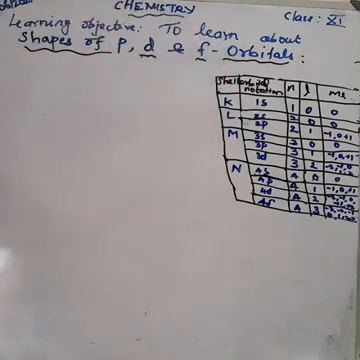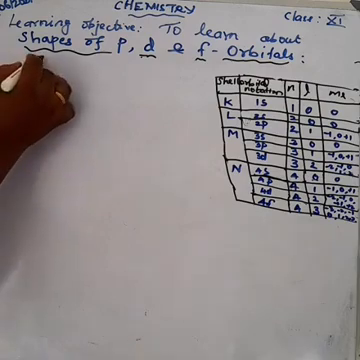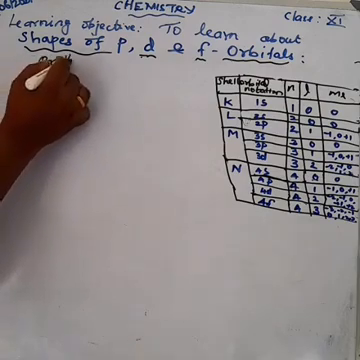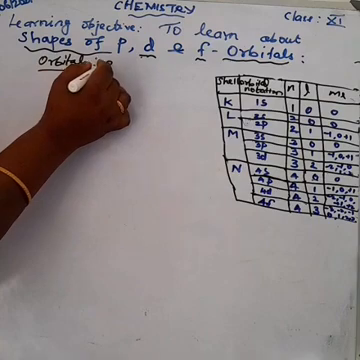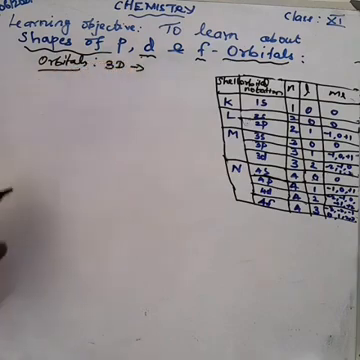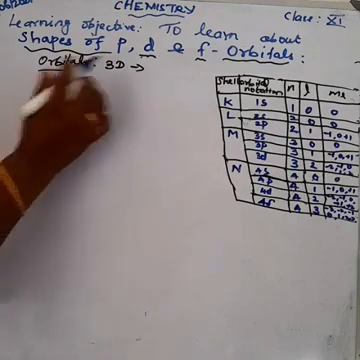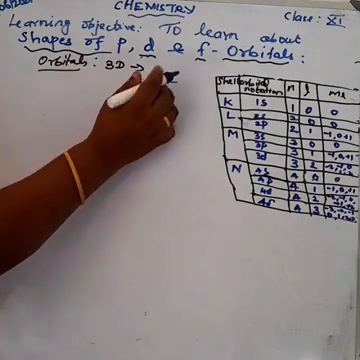What do you mean by orbitals? Orbital means the three-dimensional space around the nucleus in which the probability of finding an electron is maximum. Okay, the 3D space or 3D region around the nucleus in which the probability of finding an electron is maximum, that is called orbital. How will you identify the 3D space?